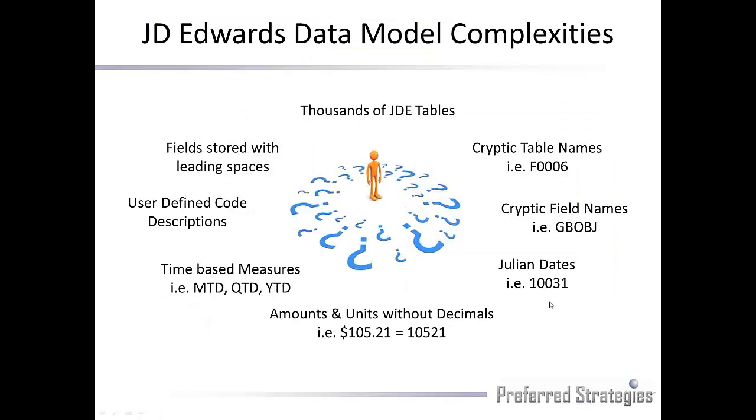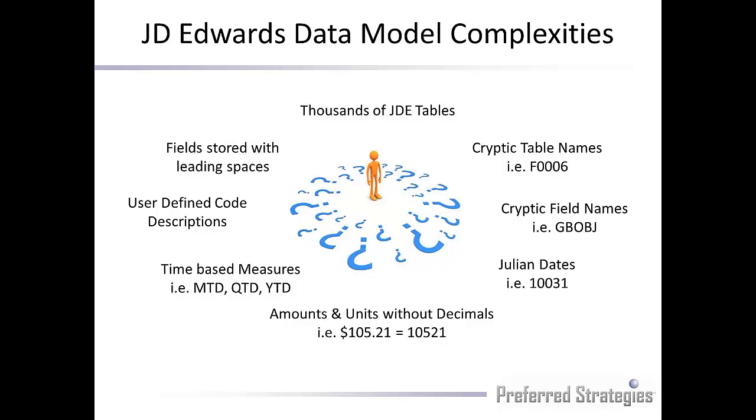So what are some of the reasons why JD Edwards customers struggle at getting information out of the system? Well, for one, there are thousands of tables that store the data across all the different modules. There are cryptic table names like F0006, or field names like GBOBJ for the object account. The dates are stored in a Julian format. Amounts and units are stored without decimals. Those are just some of the things about the structure of the data.